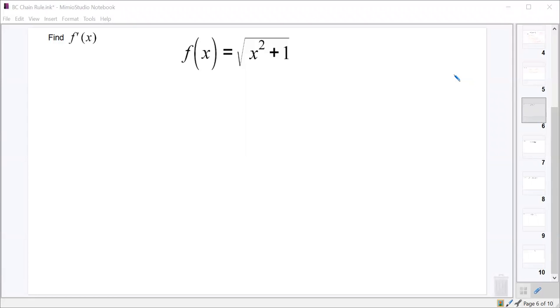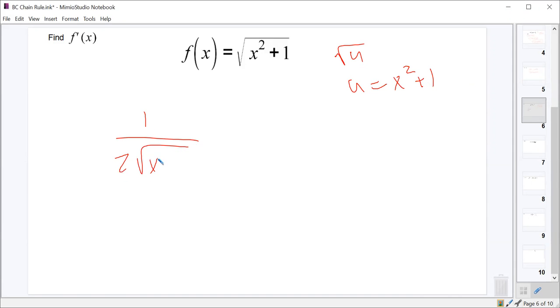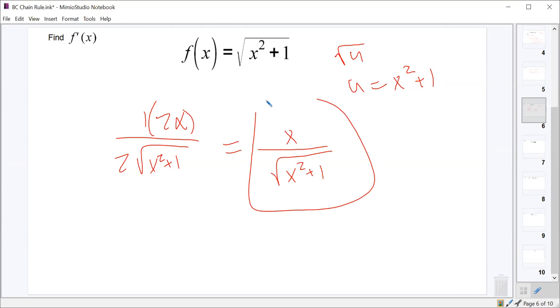Hopefully we all already did this one. Yeah? No? Maybe? I got x over root x squared plus 1. Sounds great. So it should have been, since the derivative of root u, with u equal to x squared plus 1, should be 1 over 2 root u times the derivative of the x squared plus 1, and your 2 just cancel. Everybody good there?